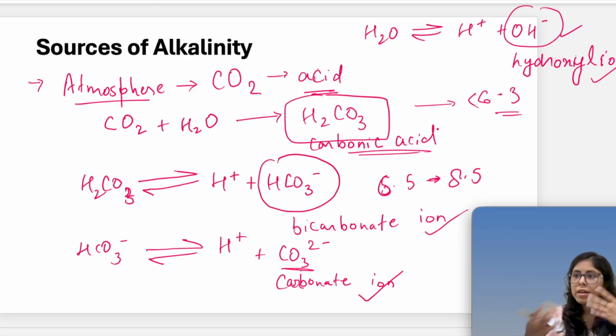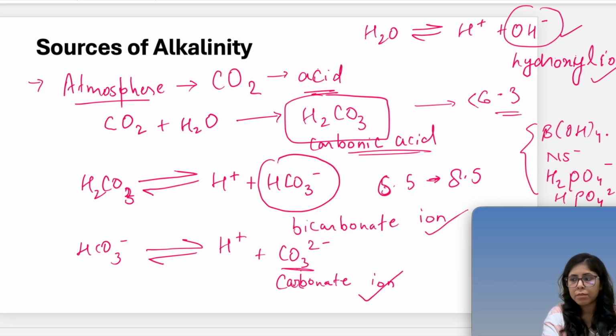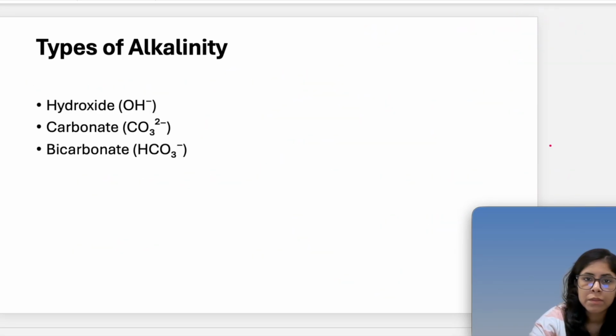So due to these three, alkalinity exists, right? And then we have other ions. For example, we have BO4, and so many ions, like H2PO4 minus, HPO4 2 minus. So these are also creating alkalinity. Basically all the negative ions, and this is also because there is hydroxyl there. But we will not be going into detail of these. Only the three things are the important ones.